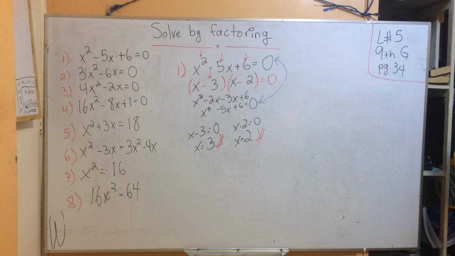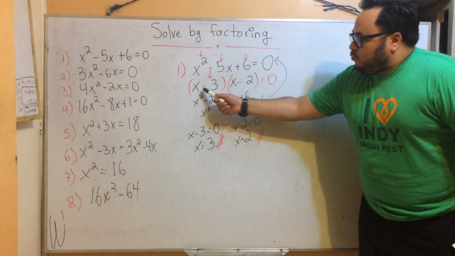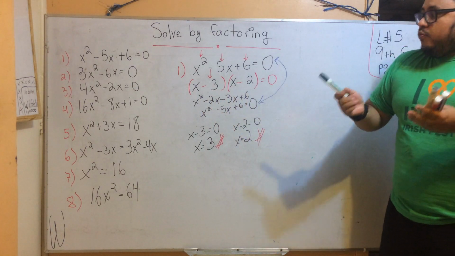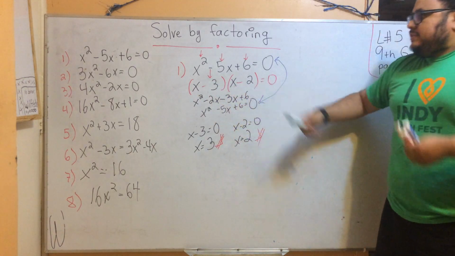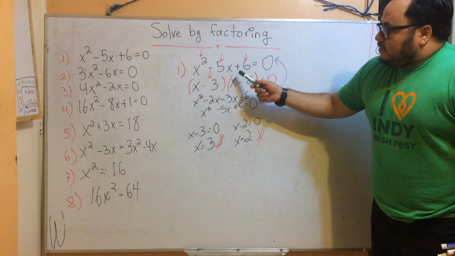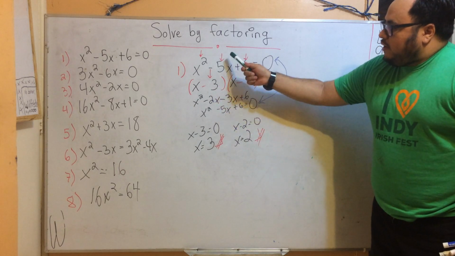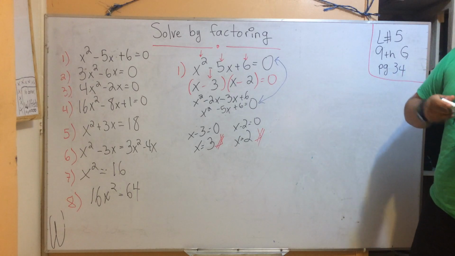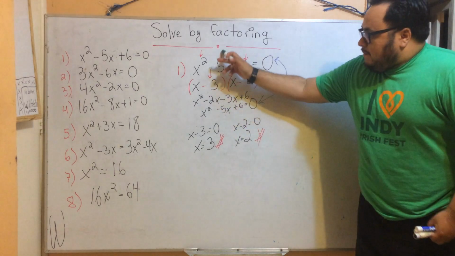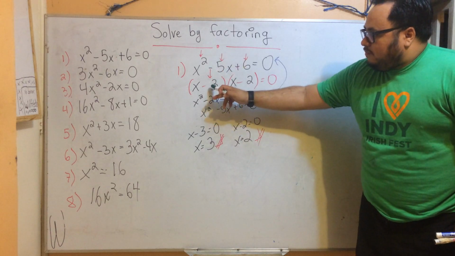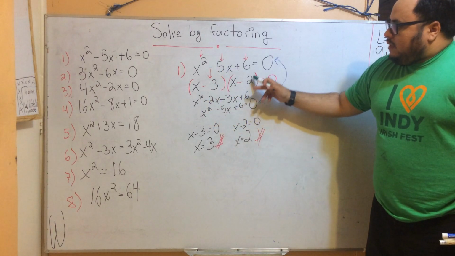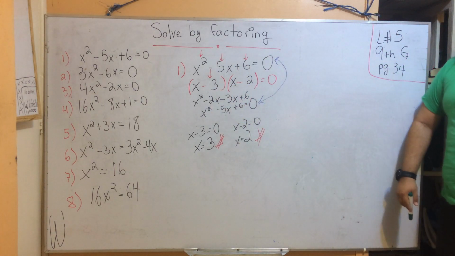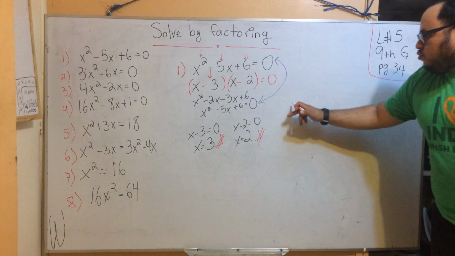Okay? Let's review. How did we find these numbers? Remember that using the distributive property, we're going to multiply these terms times these terms. So what we're looking for are numbers that are going to bring us from here to here and from here to here. Okay? And they have to give us 0. So that's how we factor. The middle term here is the addition between this term and this term, and this term is the multiplication between these two. Okay? Let's work on number 2.